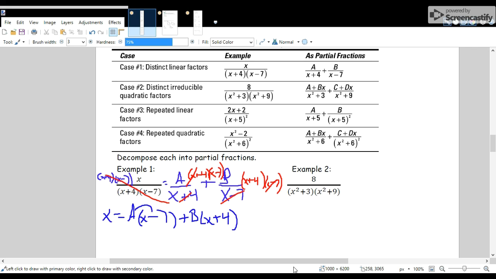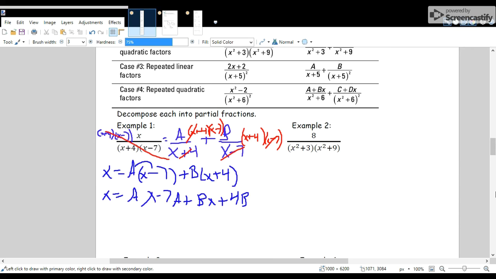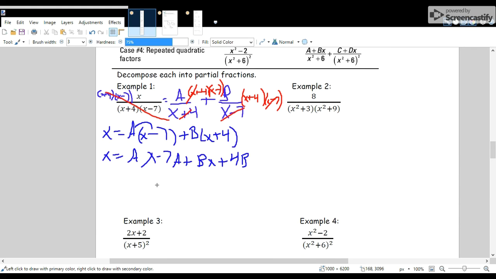Distribute, multiply each term to get this. Now we want to get all the x's together and all the constants together. So really we have x plus 0. Our constant sum should be 0, and our x sum should be x. So we'll go ahead and write those out as a system of 2 equations. So x equals ax plus bx, and 0 equals negative 7a plus 4b.